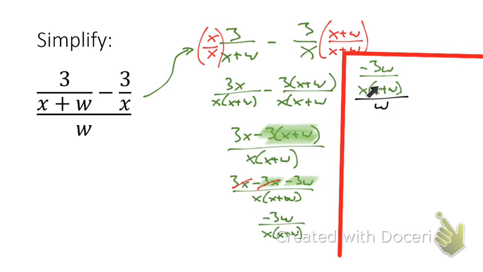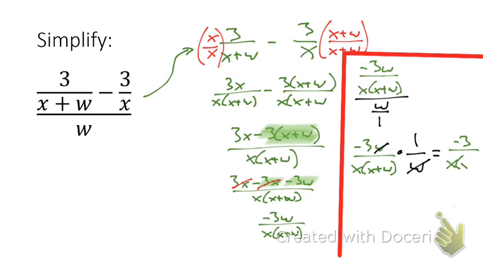If you're not sure how to divide this, think about it as w over 1 in the denominator, because anything is really that over 1. So if I wanted to actually divide, I could flip the second and multiply. And now we're here. We did all that work, and we see that the w's divide to 1, and then when you multiply straight across, you're left with your final answer, which is negative 3 over x times x plus w.